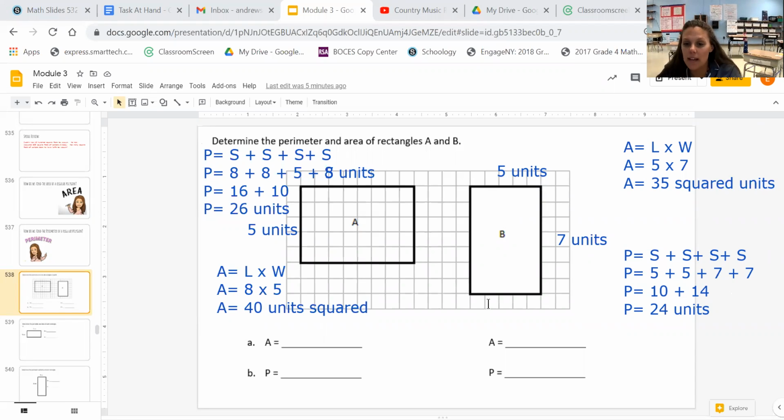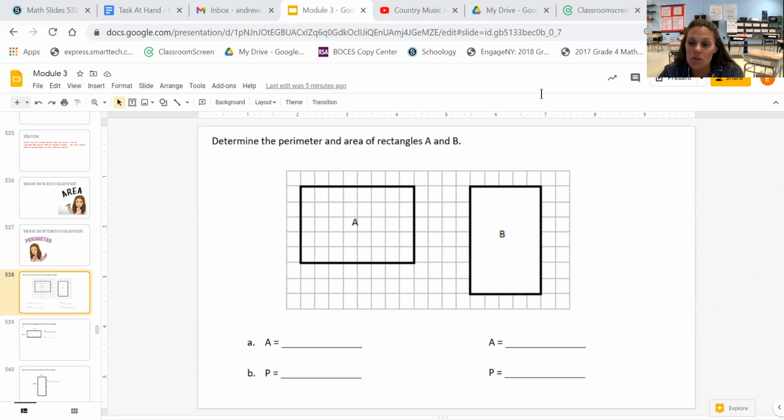Then I showed what those sides equaled. So I had 5 and I had 5. I had 7 and I had 7. I showed what they were. I added them up and I got 24 units for my perimeter, or my distance around a closed figure. Okay? Awesome job. If you have questions, now is your time to stop. Ask me, email me, write me a message.